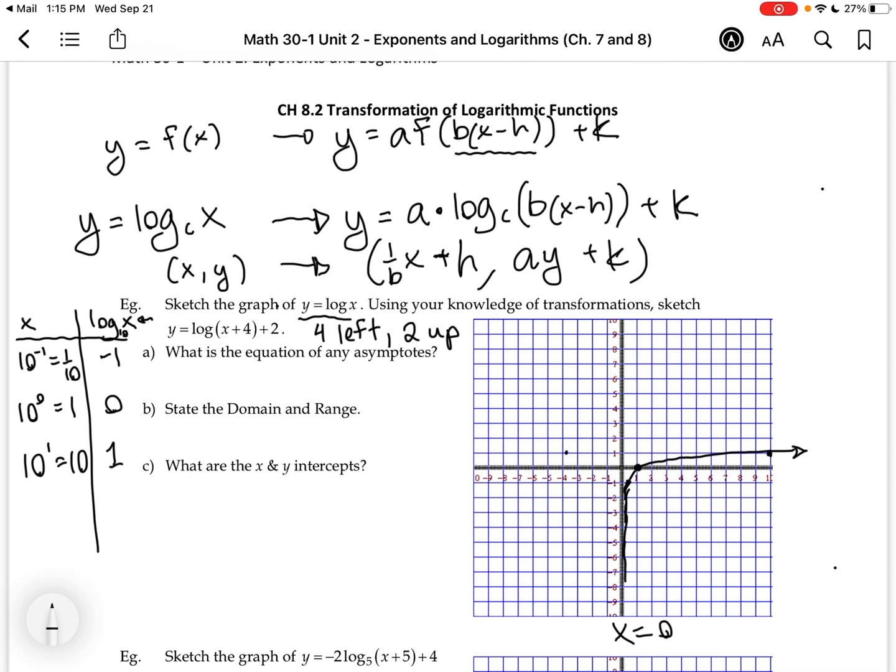So this point I'm going 4 left, 2 up. I'm trying to get really close to the sort of 1/10 mark, but it's hard to do. This point 1, 0 is going to move 4 left and 2 up to there. And then 10, 1 will move 4 left, so that's to 6, and 2 up from 1 is at 3. So here are my points.